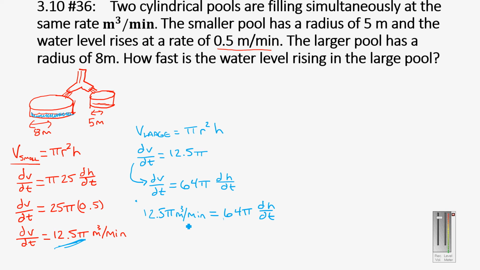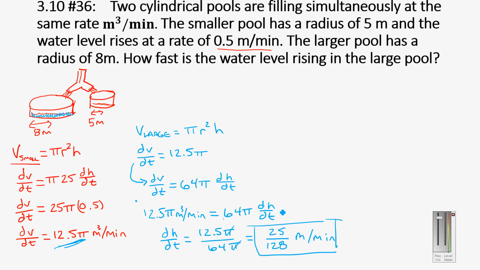Very nice, because now this divides out much simpler. We can say dh/dt, the change in height with respect to time, is 12.5 pi divided by 64 pi. The pi's just cancel out here, so those just go away. And I get 12.5 over 64. I could double that and say that's 25 over 128. Because we're talking about rising height, it would be meters per minute. That would be the rate at which that one's rising.